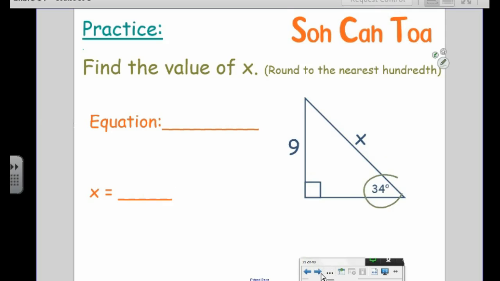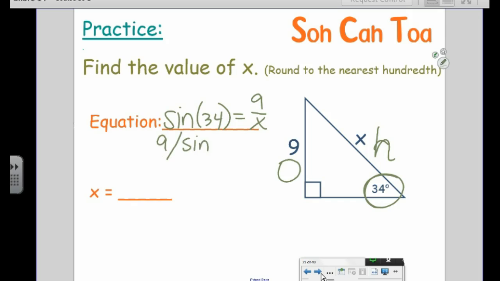Next one, here's our angle. We've got opposite, and we've got hypotenuse. You never write adjacent when it's the hypotenuse because hypotenuse trumps adjacent. So we're doing sine here. Sine of 34 equals opposite over hypotenuse. X is in the denominator. Denominator, divide. You may not put the trig function first. You have to put the 9 first when you're dividing. Yes, the order matters when you're dividing. Not when you multiply, but definitely when you divide. Round to the nearest hundredth, so I'm getting 16.09. How are we doing, guys?